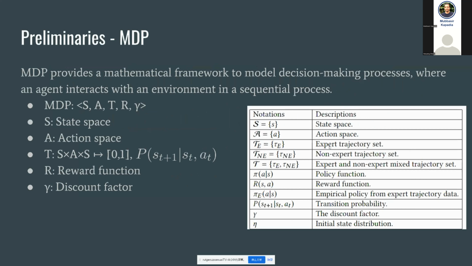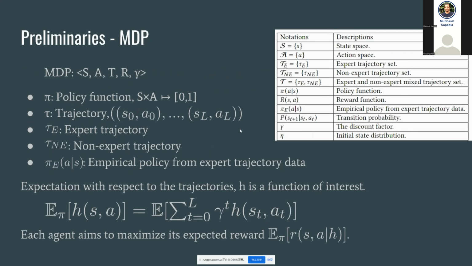First is MDP. MDP provides a mathematical framework to model decision-making process where an agent interacts with the environment in a sequential process. And in general, we represent MDP as a five tuple, S, A, T, R, gamma, where S is the state space, A is the action space, and T is the transition probability. R is the reward function. Gamma is the discount factor, a positive number between 0 and 1. And we also have pi. Pi is the policy function.